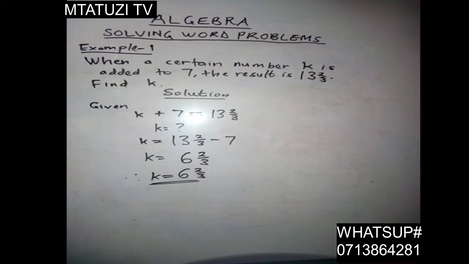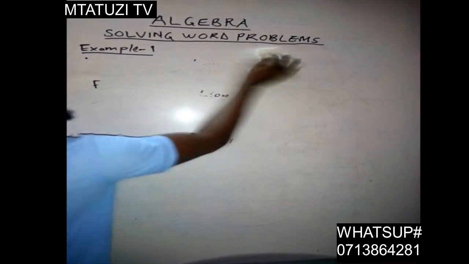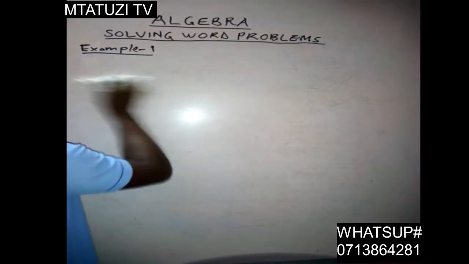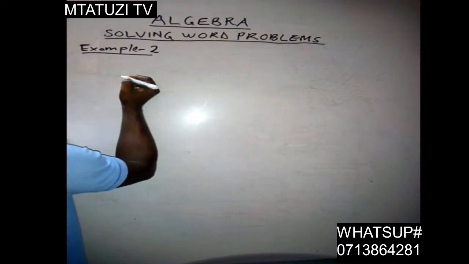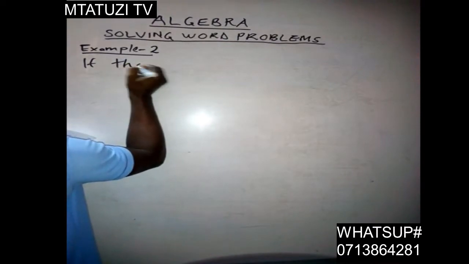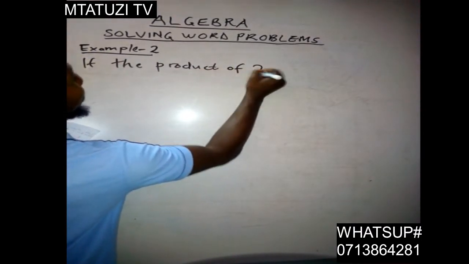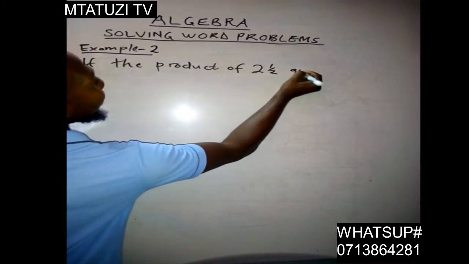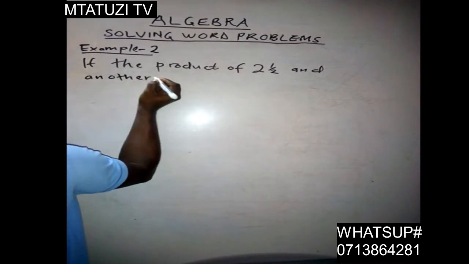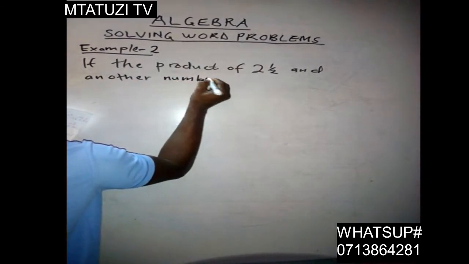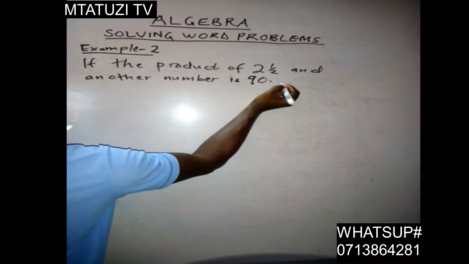Let us go to example number 2. This is example number 1. Example number 2 says that if the product of 2.5 and another number is 90, find the number.